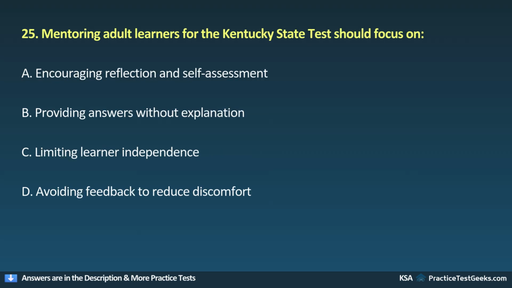25. Mentoring adult learners for the Kentucky State test should focus on: A. Encouraging reflection and self-assessment. B. Providing answers without explanation. C. Limiting learner independence. D. Avoiding feedback to reduce discomfort.